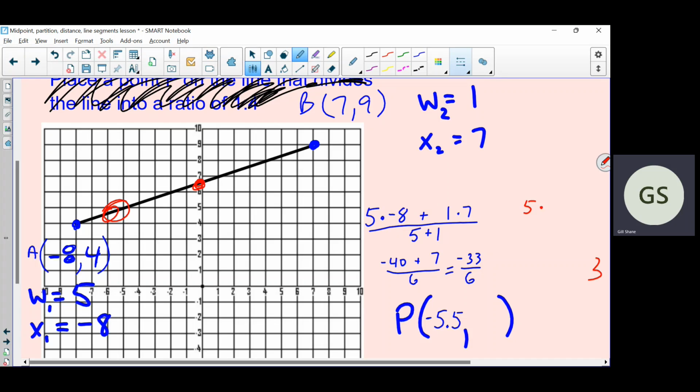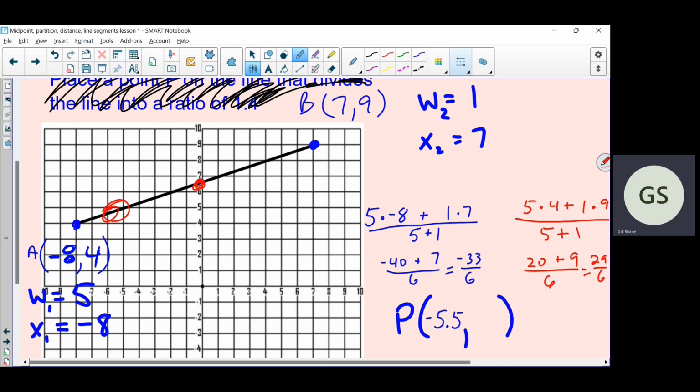Times, what's my y value I'm going to use for point A? Because I need to use the y value that matches up with 5. So what's the y value? 4, right? Plus the weight over here is still 1. What's the y value there? 9. Now that is still all over the 5 plus 1 because the weights don't change. So if I do the math on that, let me erase this first. I get 5 times 4 is 20. Plus 9 divided by 6. So I get 29 divided by 6.